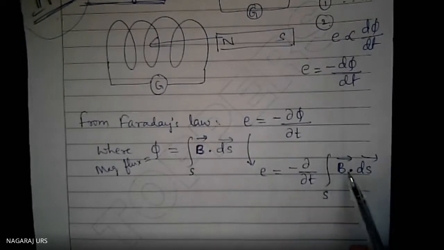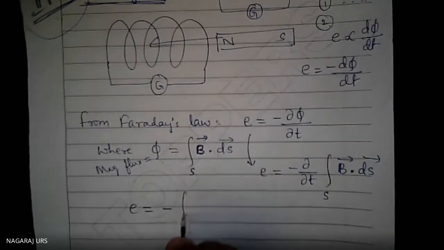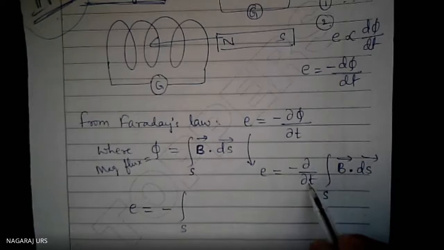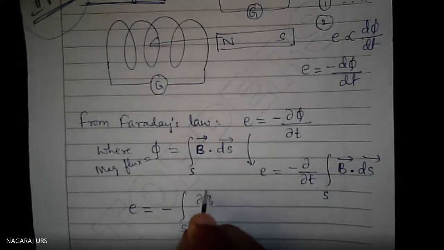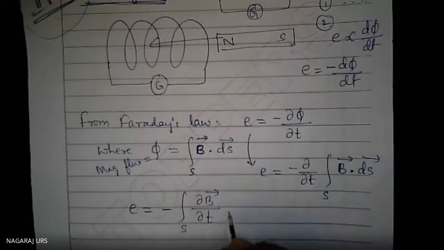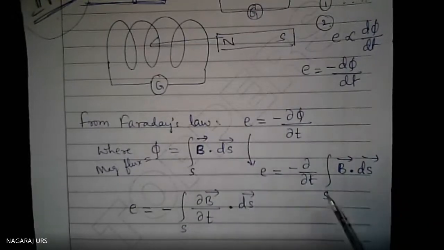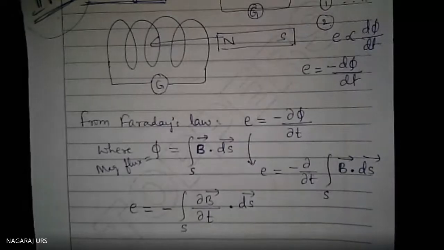Now I will take this inside. Therefore, induced EMF is equal to minus the integral over S of del B divided by del t dot ds. As it is, I have just taken this inside. Clear? Follow this.